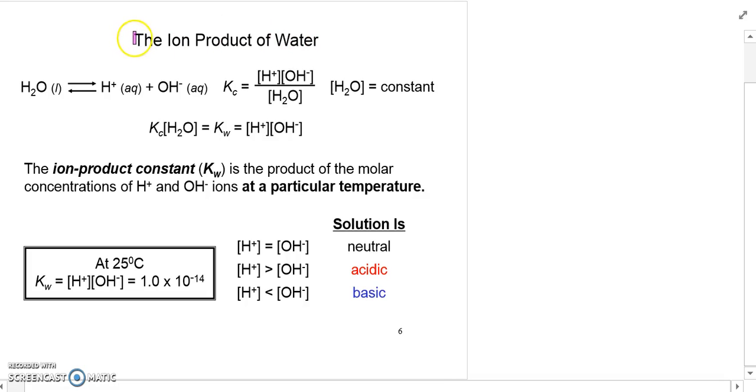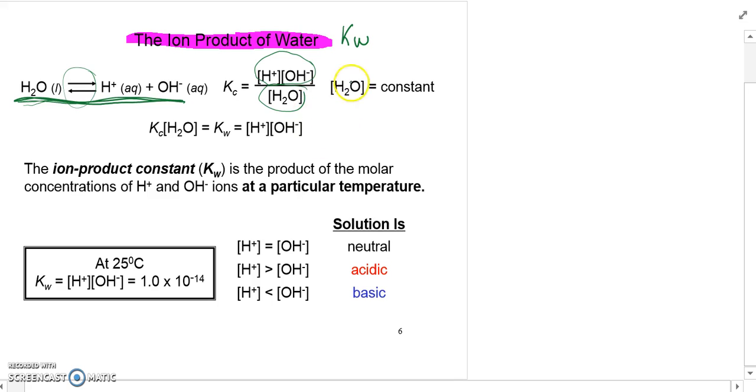Hi everybody, this is a video about the ion product of water, also known as Kw. And we know that water ionizes to form H plus and OH minus, not very much, but a little bit. Notice you have the equilibrium arrows here, so if we wanted to set up an equilibrium constant, it would be the concentration of the products divided by the concentration of reactants.